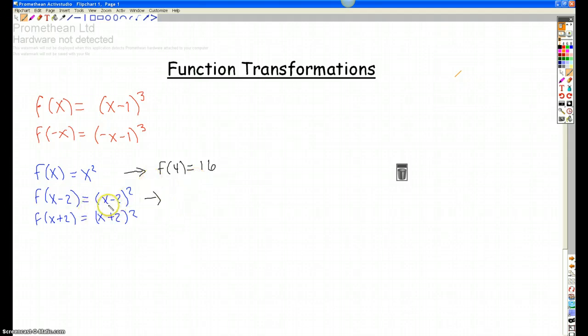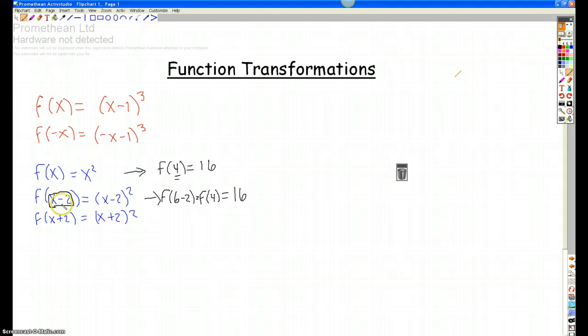What do I have to plug in here to get an output of 16 over here? Well, in order to get an output of 16, I need what's inside the parentheses here to be a 4. But that means I need to plug in 6 for that. Right? I need to plug in 6 now to make that a 6 minus 2, which is f of 4, which we see is 16. In other words, I have to plug in a number that's 2 bigger than what I used to have to plug in. 6 is 2 bigger than what I used to have to plug in to get out 16.